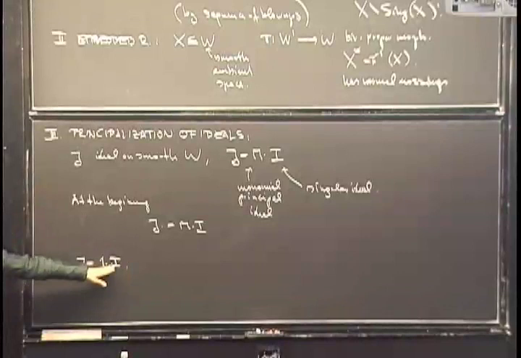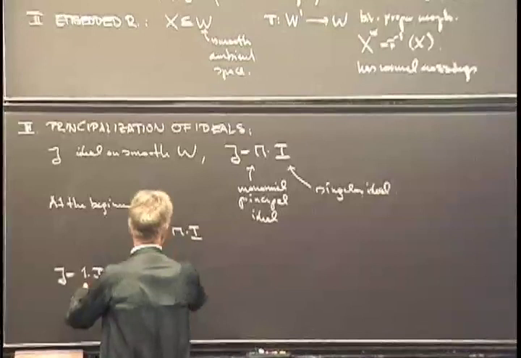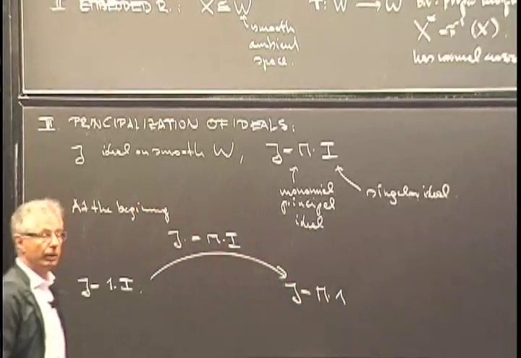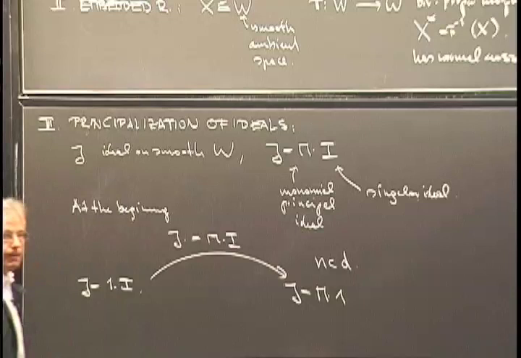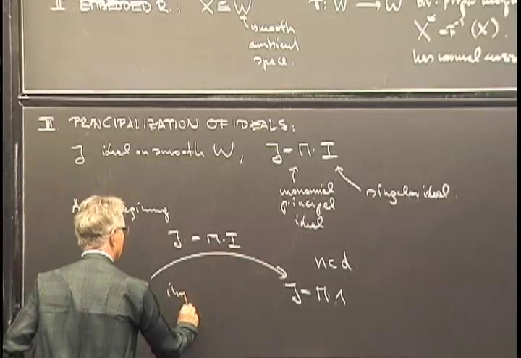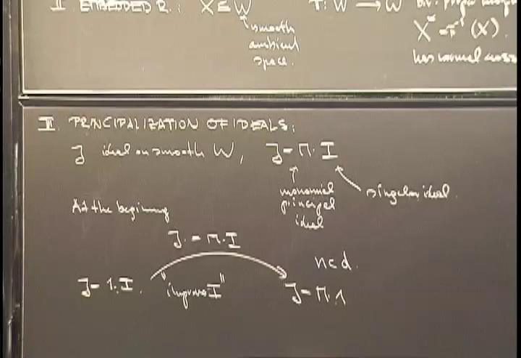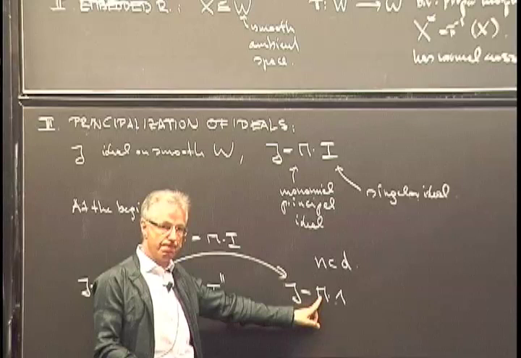And at the end, you want to interchange the role of both factors. You want to put everything in the monomial part. So at the end, you want to have J equals M times 1, where M is now locally a monomial, which means that you have transformed it into a normal crossings divisor. Okay. So in order to come from here to here, it's obvious that we want to improve I, in some sense. And the statement of principalization or monomialization of ideals is that by a sequence of blow-ups, you can transform any ideal of this type into one which is just a principal monomial ideal. Okay? And it's easy to see that 3 implies 2 and 2 implies 1.